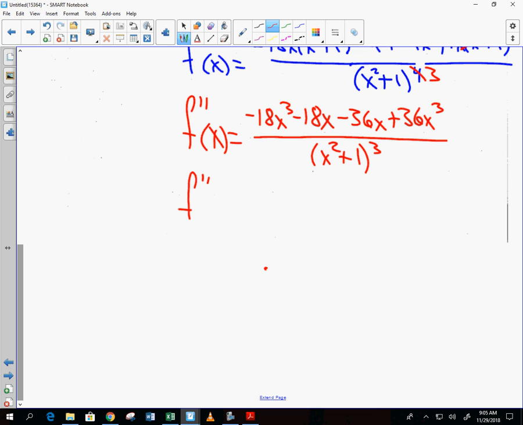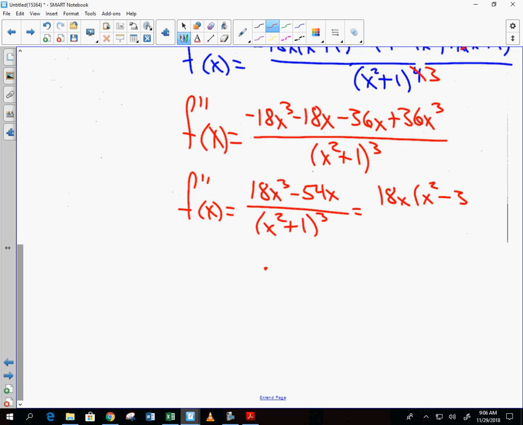So f double prime of x is equal to 18x cubed, 54x, all over x squared plus 1 cubed. Can I factor that top? An 18x, and I get all over x squared plus 1 cubed.